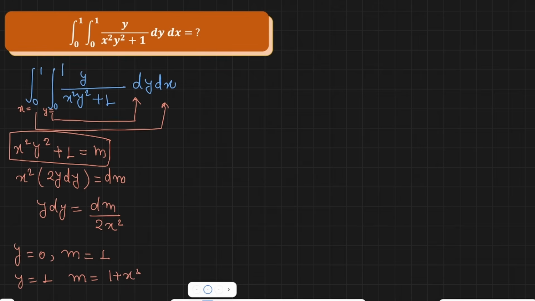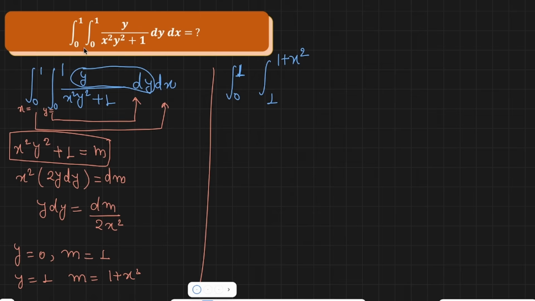So my integral will change from where to where? See, this will be my integral. This 0 to 1 will remain same. This 0 to 1 will remain same. This integral will be from 1 to 1 plus x square, and what is my y dy here? y dy is equals to dm upon 2x square. So it will be dm upon 2x square. And this is 1 upon m, and this is my dx, because I am integrating now with respect to m. So this is the limit of m, this is the limit of x.